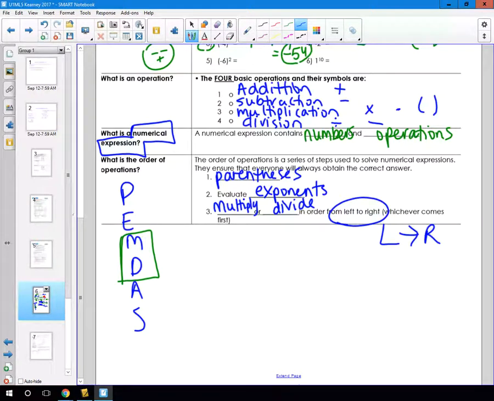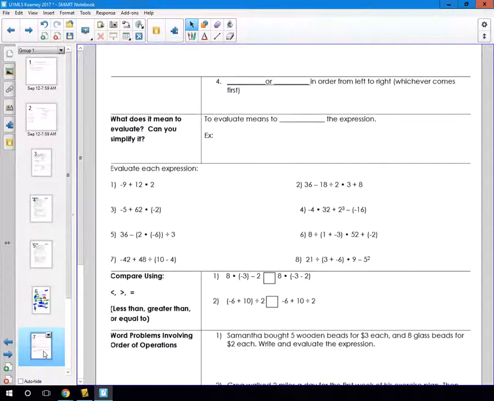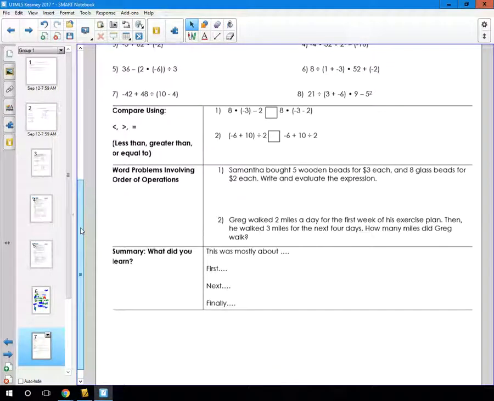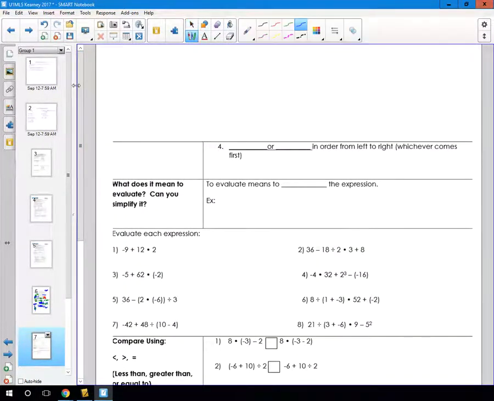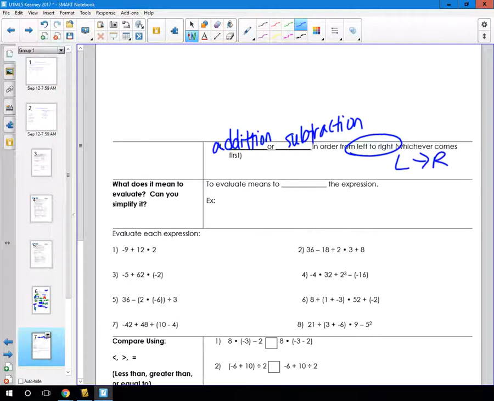Okay? And then going to the top of the next sheet after PEMDAS, we have A and S, which is addition or subtraction. And same thing, guys. That's whichever comes first, left to right. Okay, so always parentheses, then exponents, but then multiplication or division, whichever comes first, left to right, and then addition and subtraction, whichever comes first, left to right.